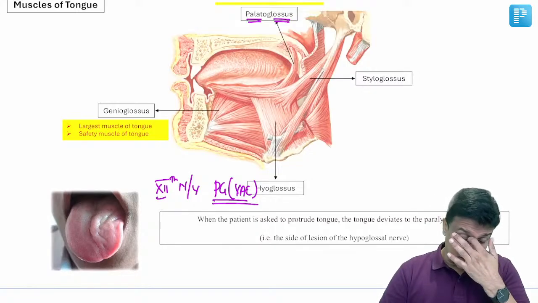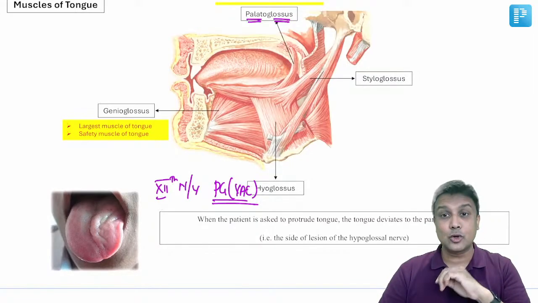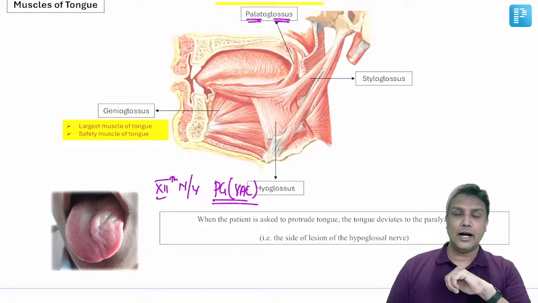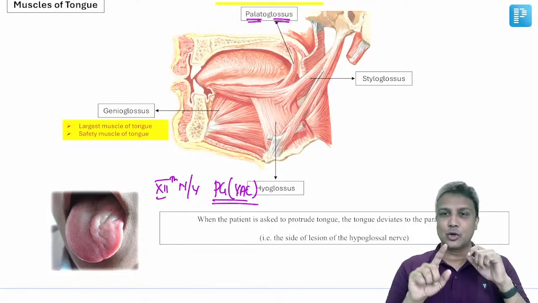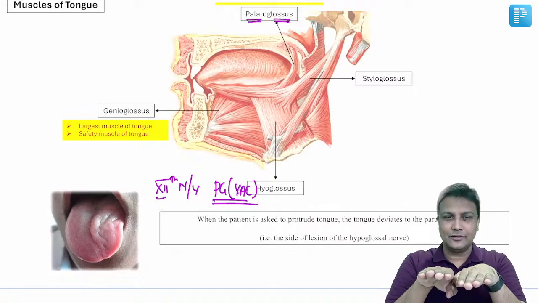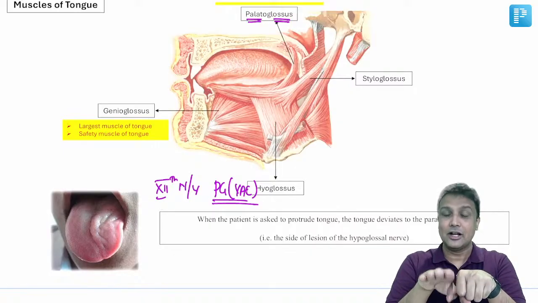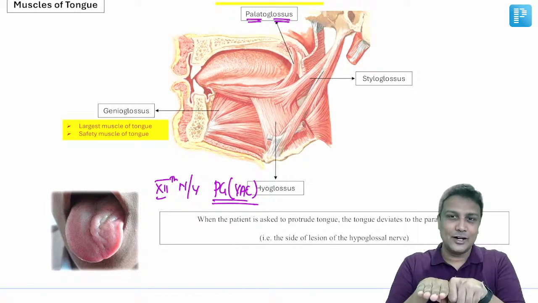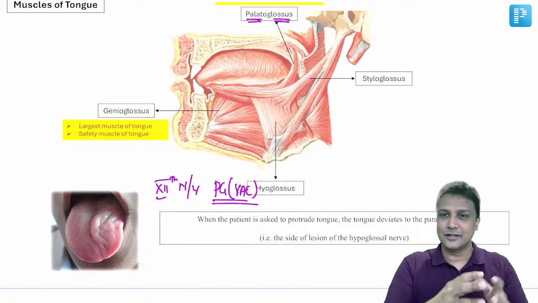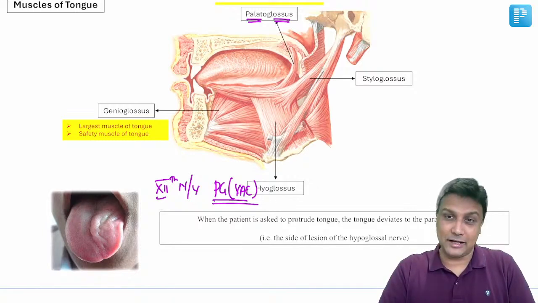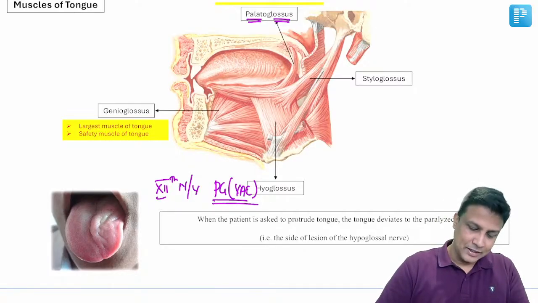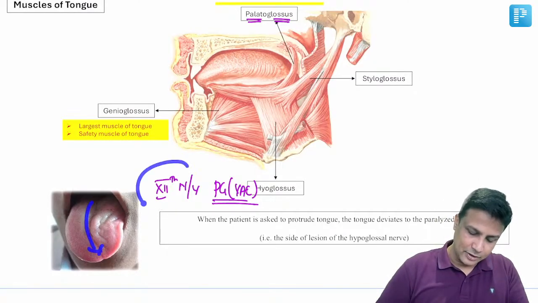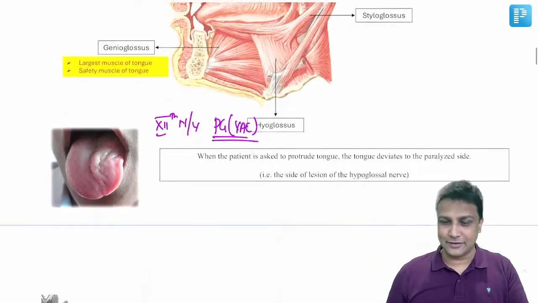Now, if you have to test the 12th nerve, what you have to do is ask the patient to protrude the tongue. Suppose my left 12th nerve is gone, left side muscles will be paralyzed. Only the right side muscles are working, and that will be dominant. That is the reason why it is going to push the tongue towards the side which is impaired. So whichever side the tongue turns, on the same side the 12th nerve will be gone. So ipsilateral side the 12th nerve will be gone.